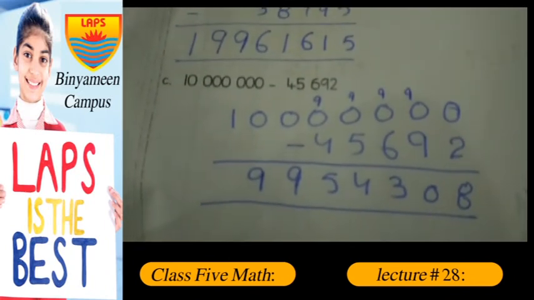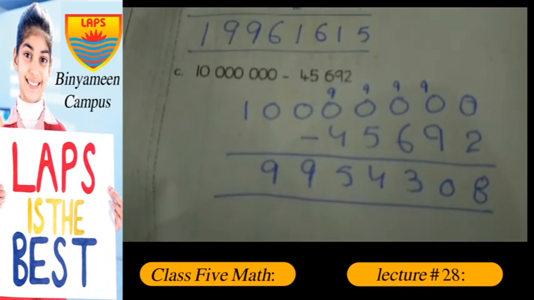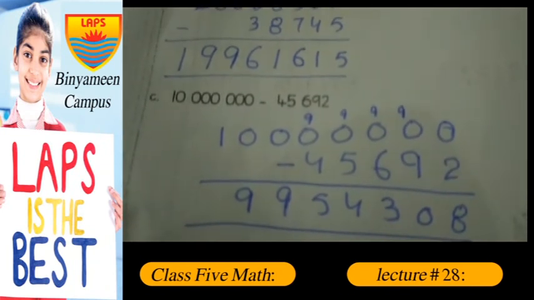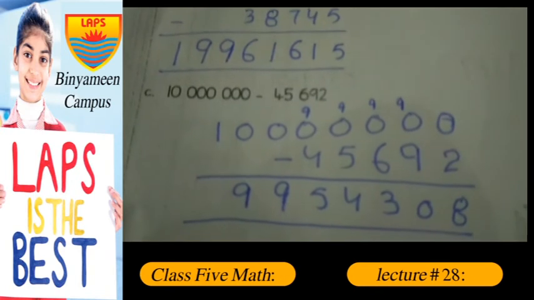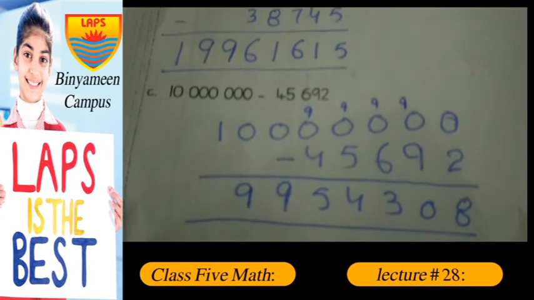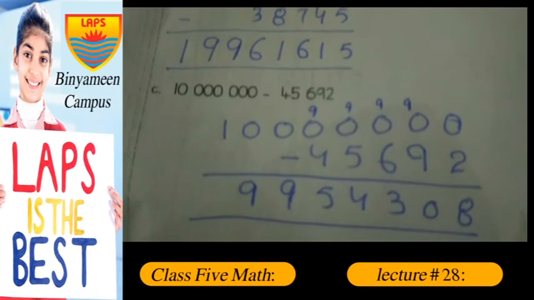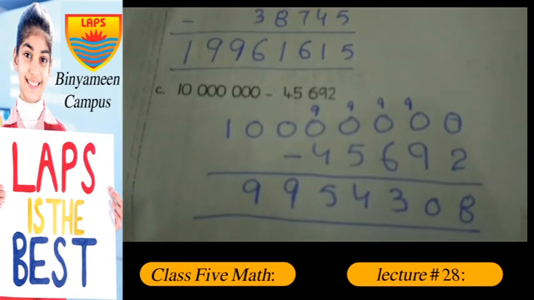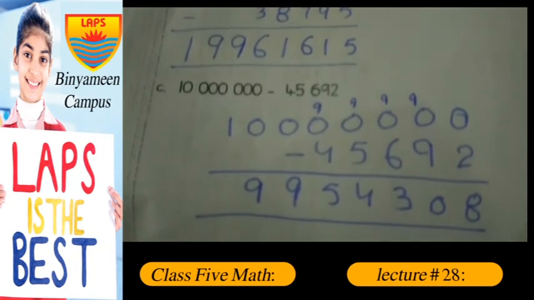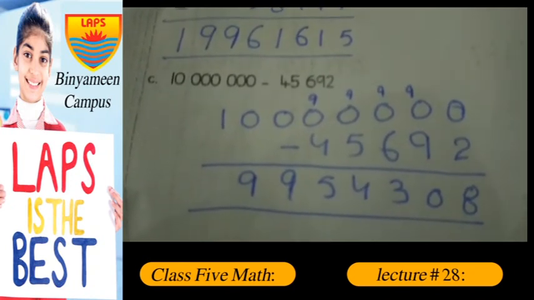Now we subtract 1000000 and 45692. We subtract 0, we subtract 2 from 0, because 0 is smaller than 2, therefore take the carry, it becomes 10, and now we place 10 subtract 2, we place 8, then 9 subtract 9, 0, 9 subtract 6, 3, 9 subtract 5, 4, and 9 subtract 4, 5. Now 9, 9. The answer of this question 954308.